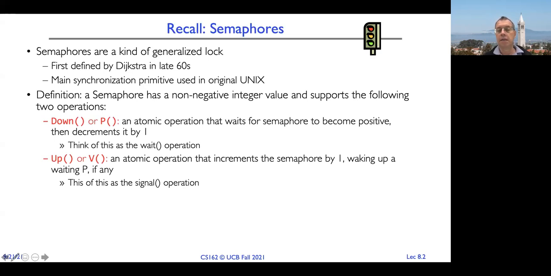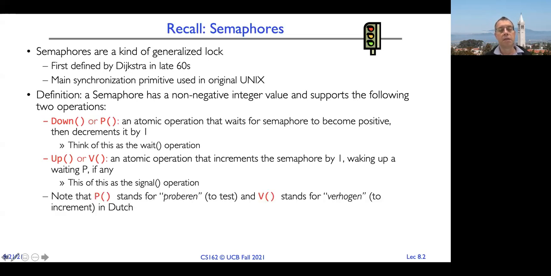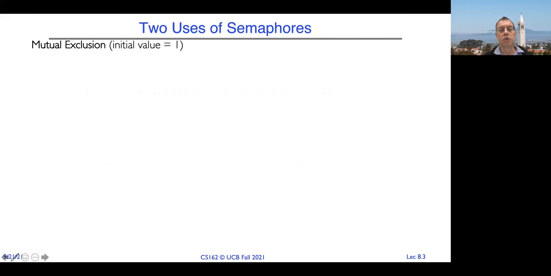And there are two primitives, P and V. P: if the semaphore is 0, it waits. If the semaphore is greater than 0, it decrements it. And the other one, V, just increments the semaphore by 1. And if the semaphore was 0 and is incremented to 1, then it's going to wake up one of the threads which was waiting on the semaphore, if any. Okay.